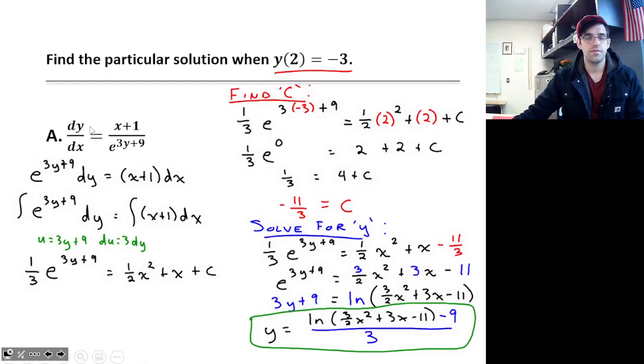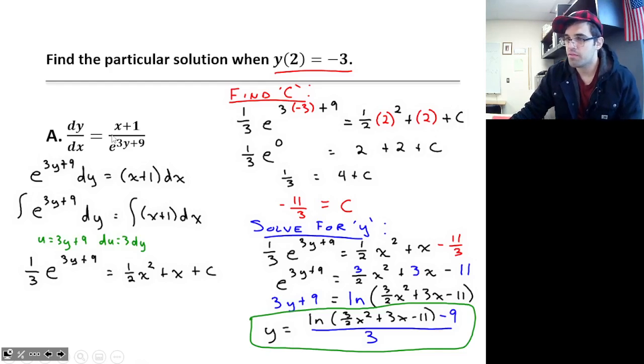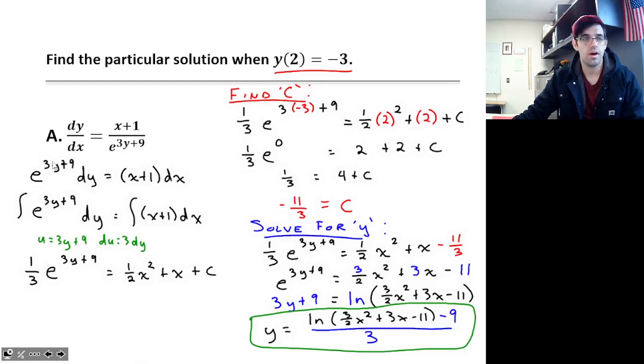We have the derivative equation is equal to x plus 1 over e to the power of 3y plus 9. And so here's our derivative equation. To find the antiderivative, we're going to algebraically manipulate this thing so all the y's are on the left, all the x's are on the right, and then we're going to integrate each side. We're integrating the left with respect to y, we're integrating the right with respect to x.